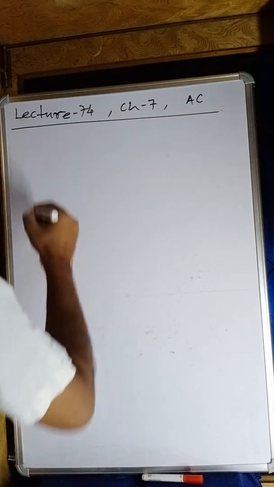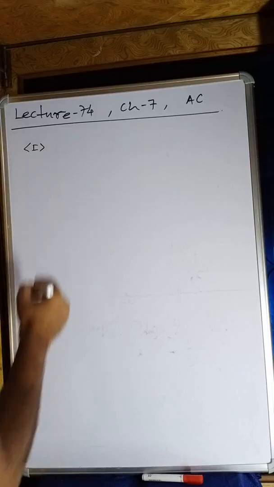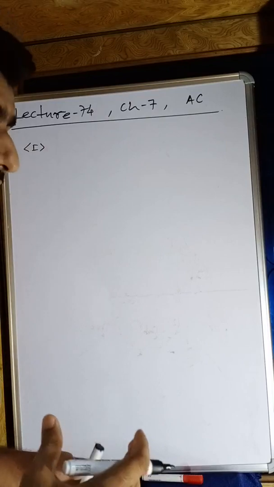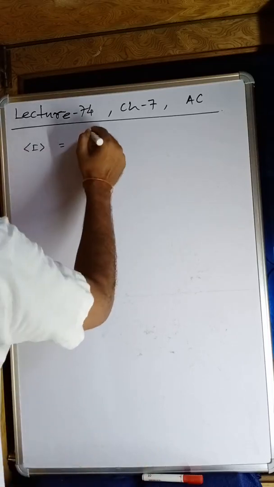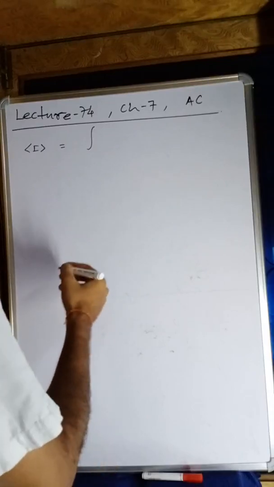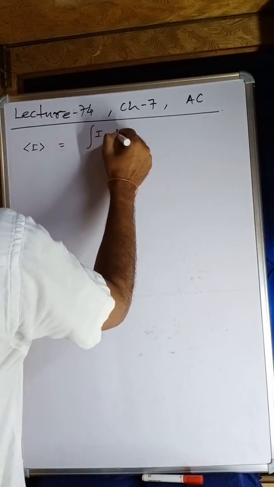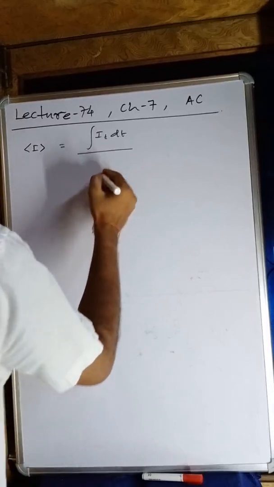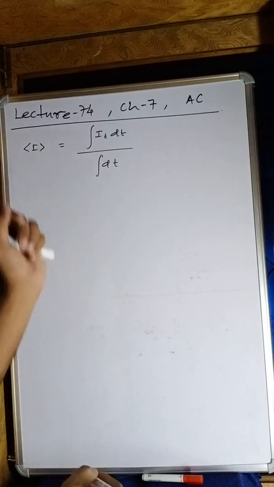First, let me talk about that one. If we are going to find the average value of instantaneous current, if the instantaneous current is given, then how will you find the average value? The formula was, for any function which is changing with time, the integral of i dt for the full cycle, or for any particular cycle, divided by the time. This was our formula for the average.